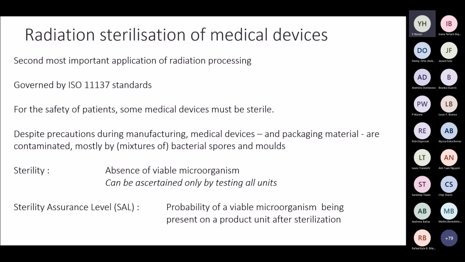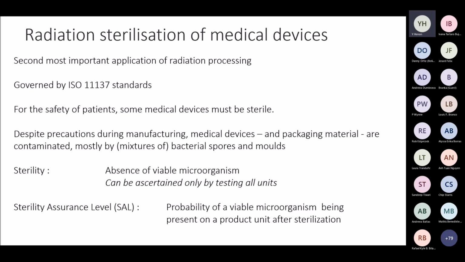Now, I'm going to finish with the second most important application of radiation processing, very widely used, for which there is a great harmonization worldwide based on the ISO 11137 standards that are made of several standards, actually. We know that for the safety of patients, some medical devices, those that are implanted, for example, those that surgeon gloves, for example, that will come in contact with the bloodstream must be sterile. But in spite of all the precautions taken by manufacturers, clean rooms, etc., there is always a bit of contamination, and also contamination once the product is inside the package, hence the need to sterilize them.